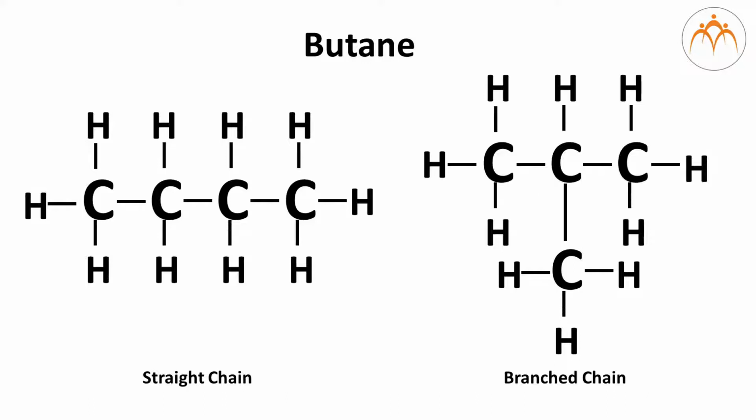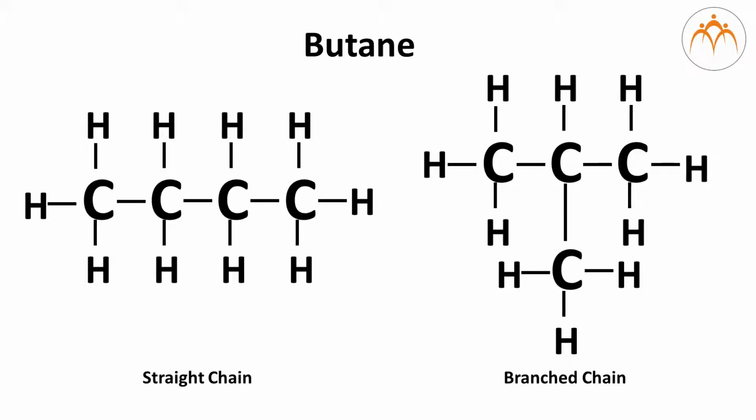valence is satisfied. Remember, there is one more way to draw this carbon chain. Instead of putting all carbons in a straight line, I can put 3 carbons next to each other, and one of the carbons can form a bond with the middle carbon. This can be called a branched chain. The first one was a straight chain.